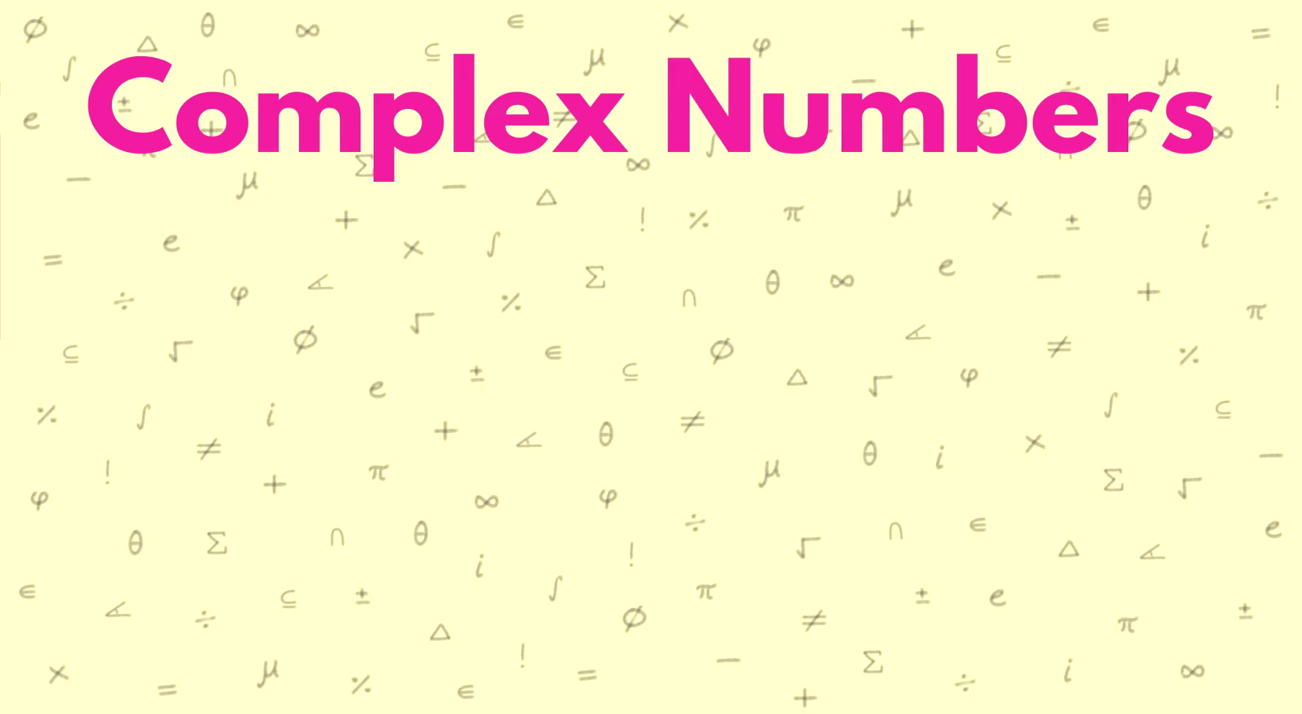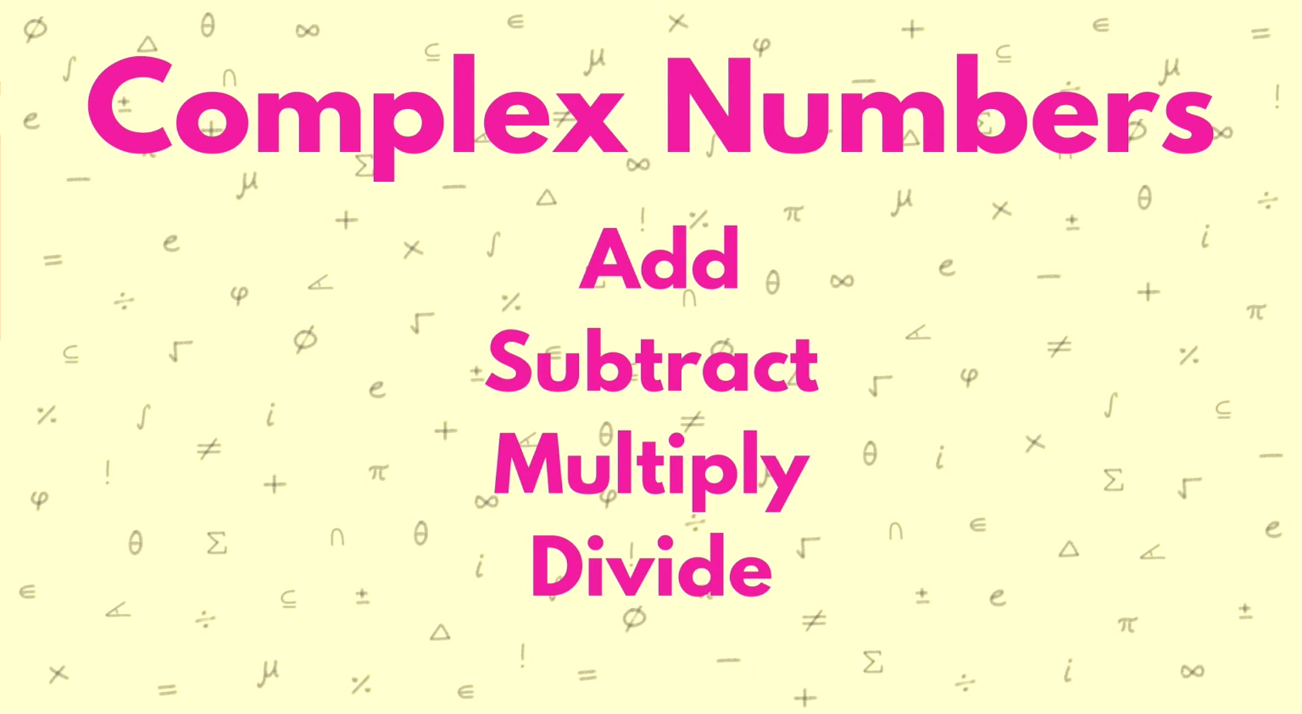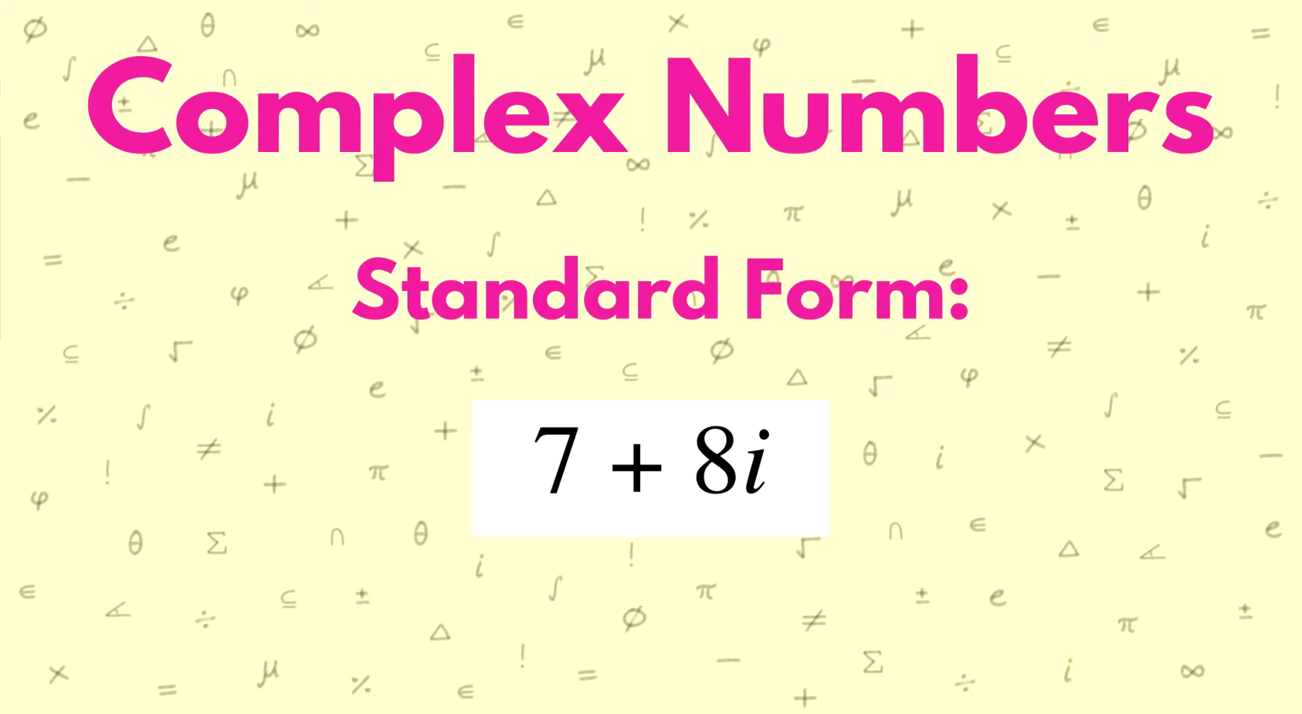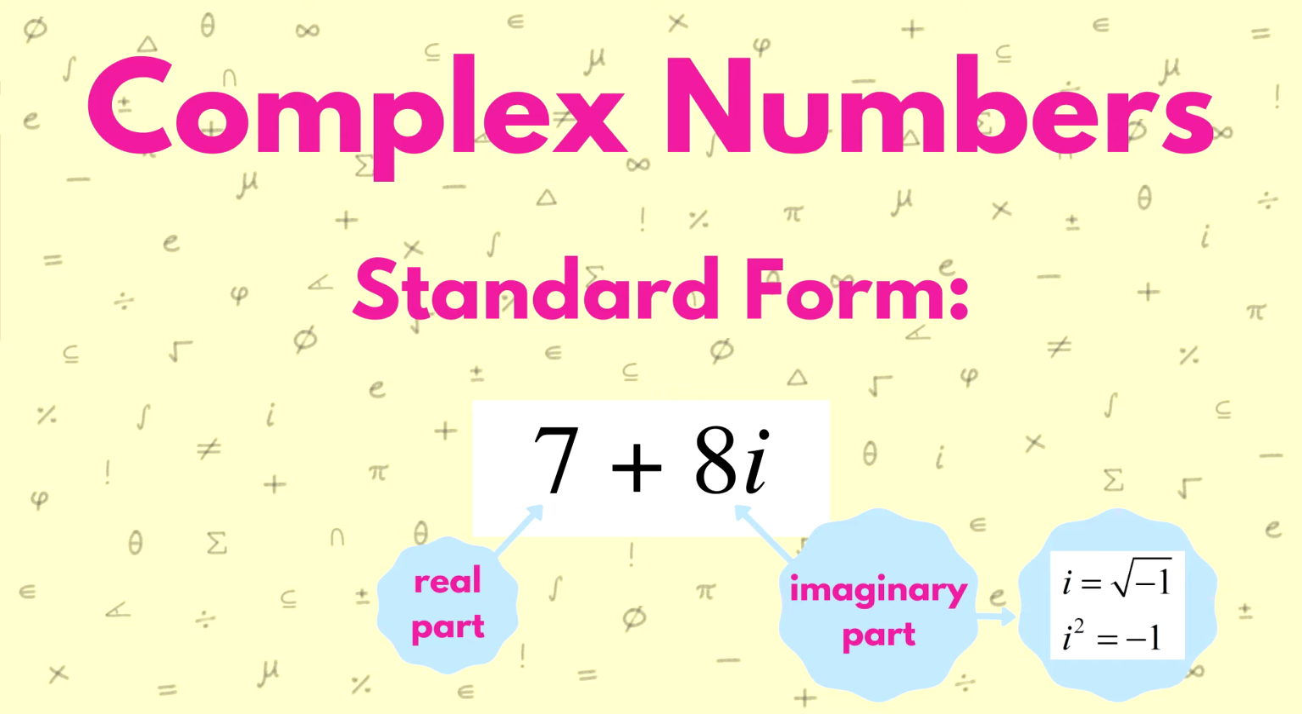In this video, we're going to talk about how to add, subtract, multiply, and divide complex numbers. First, a complex number is of the form a plus bi, like this for example. You have a real part and an imaginary part. The imaginary part comes from i being defined as the square root of -1, but don't worry about that right now, we'll get to that later.